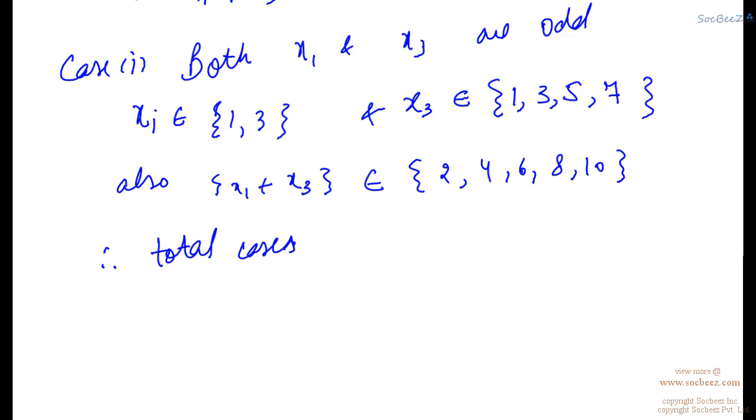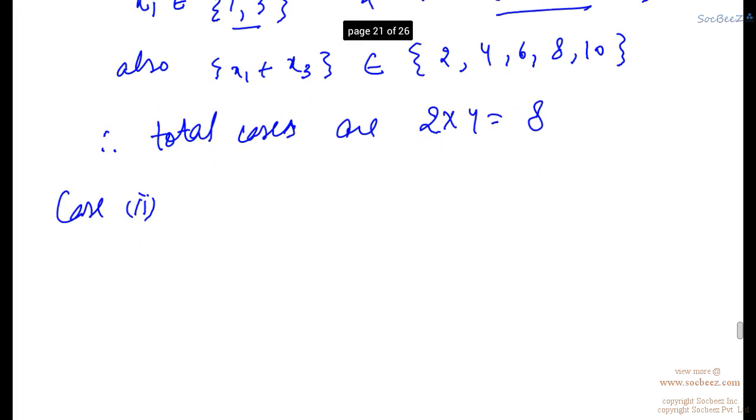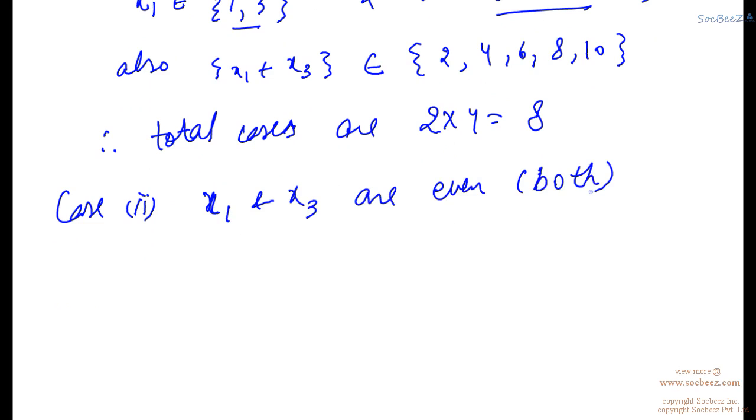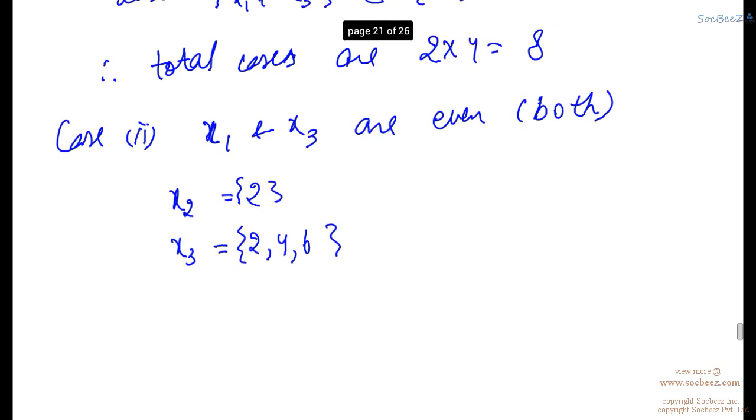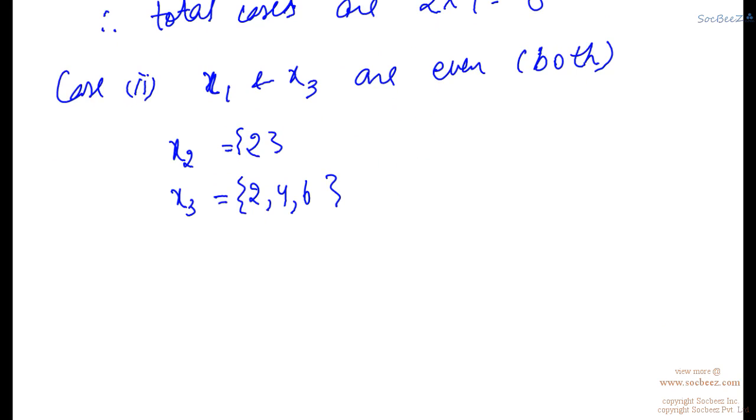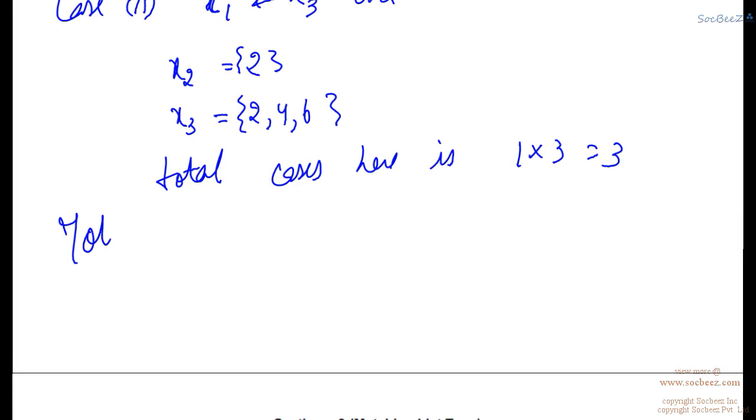So therefore the total number of ways are 2 into 4, which is 8. Okay, now in another situation, that is case 2, x1 and x3 are even. I mean both are even. Okay, so therefore x1 is nothing but 2 and x3 is 2, 4, 6. Right? So therefore in this case total cases here is 1 into 3, which is 3.